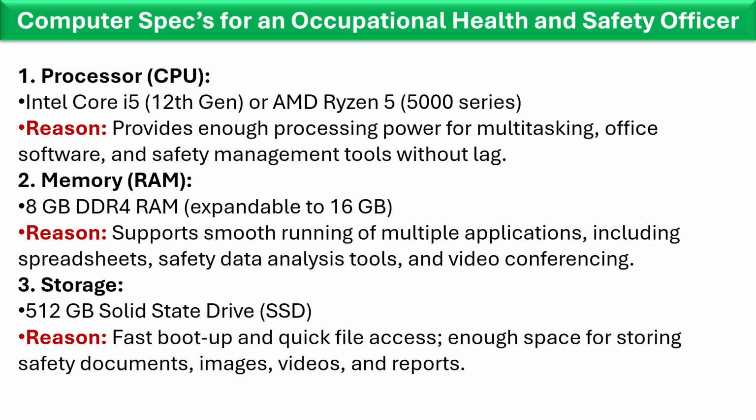12th generation or AMD Ryzen 5000 series. Reason being, it provides enough processing power for multitasking, office software, and safety management tools without lag. Then the memory, which is the RAM, you'll need 8 GB RAM, DDR4 RAM, expandable to 16 GB. Reason being, it will allow you to support smooth running of multiple applications, including spreadsheets, safety data analysis tools, and video conferencing.